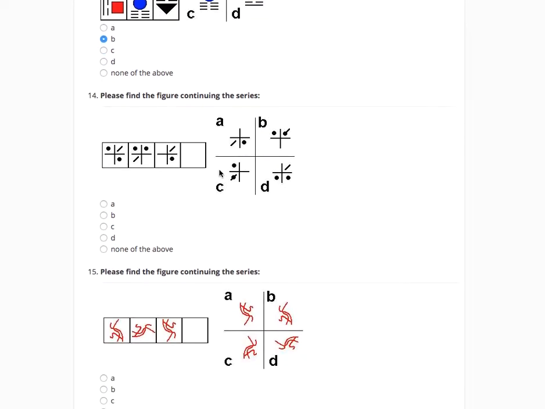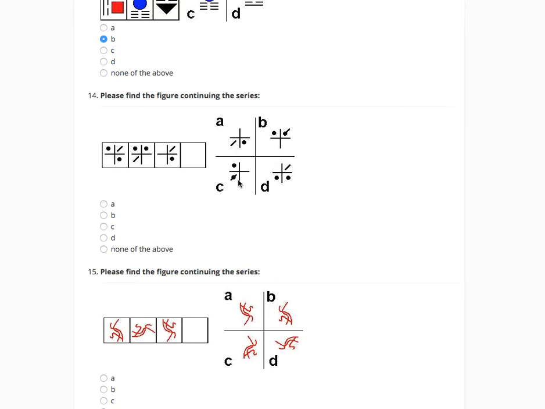Please find the figure continuing the series. So let's see. So it looks like the stick is traveling back and forth diagonally. So the stick will wind up here in the fourth picture, the missing one, right? So B and D are false because the stick appears in A and C here where it should be, right, for the fourth picture. So let's see. So we have 1, 2, 1, 2, 1.